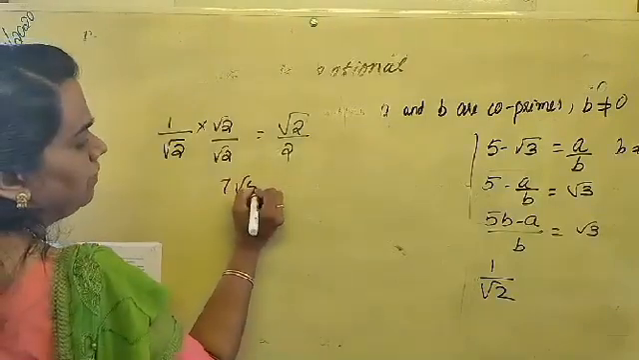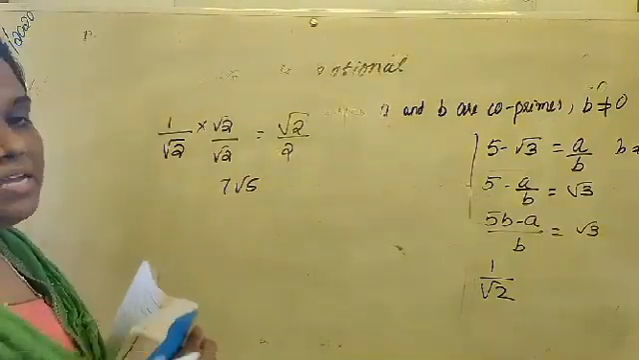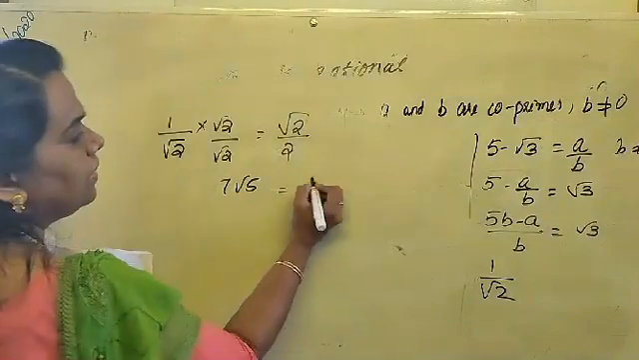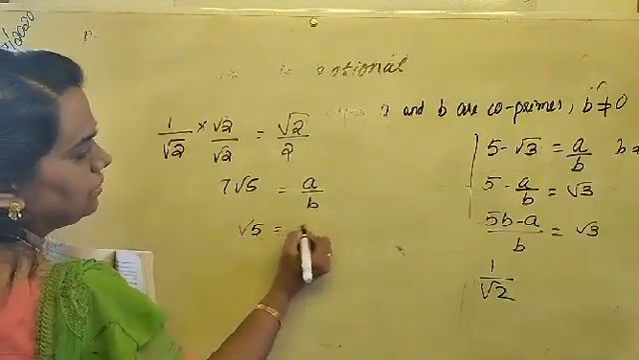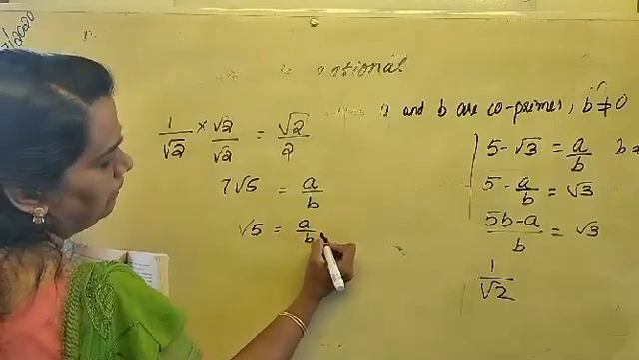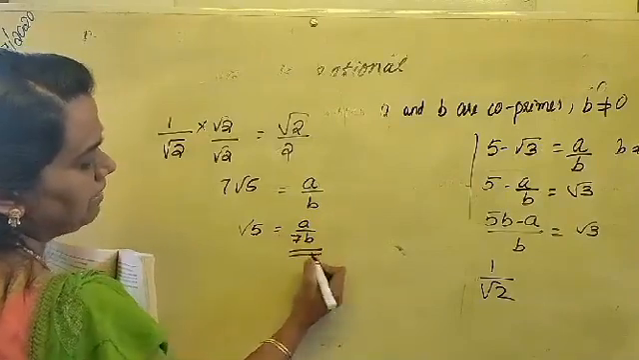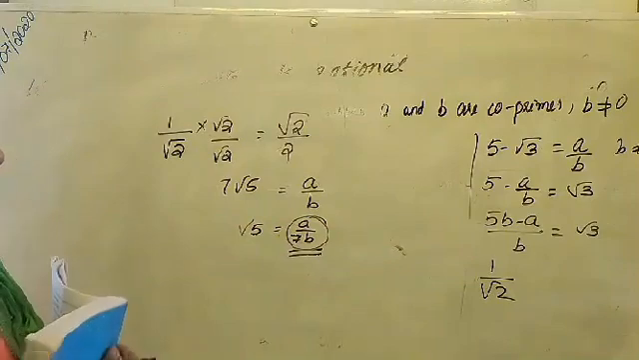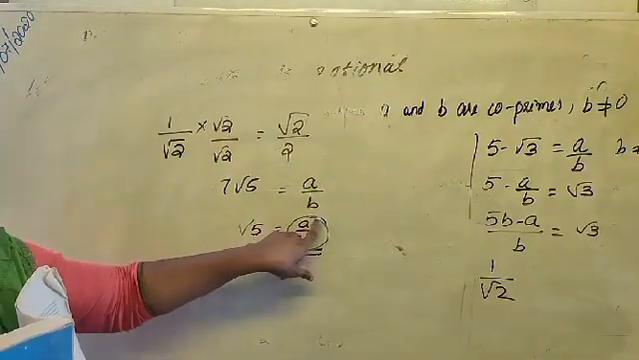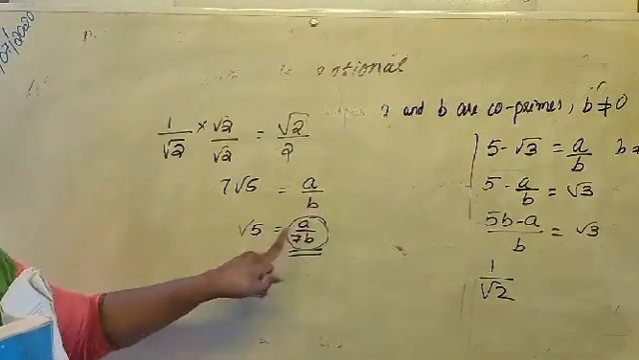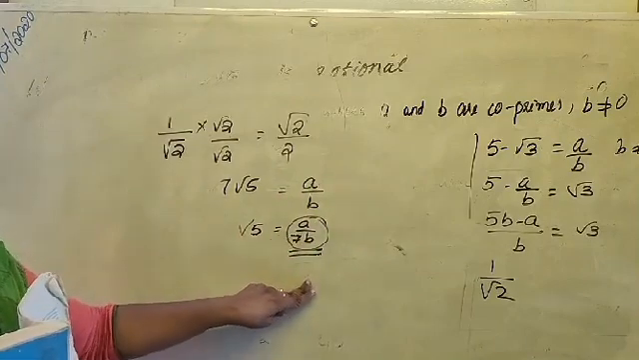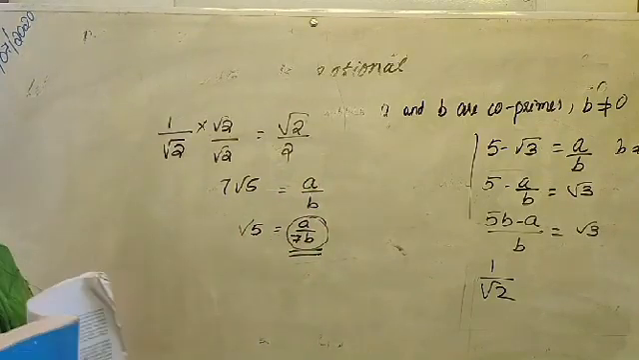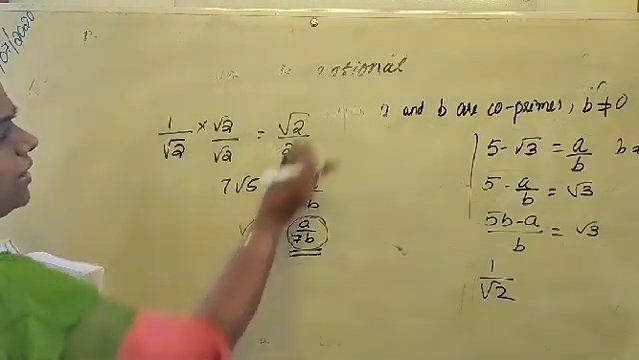7 root 5. 7 into root 5 can be written in the form a by b, isn't it? Then root 5 is equal to a by b divided by 7. That is a by 7b. If it is rational, we can write a by 7b. Then for root 5 we get a by 7b. A by 7b is a rational number, but root 5 is an irrational number. This also we can write like that.